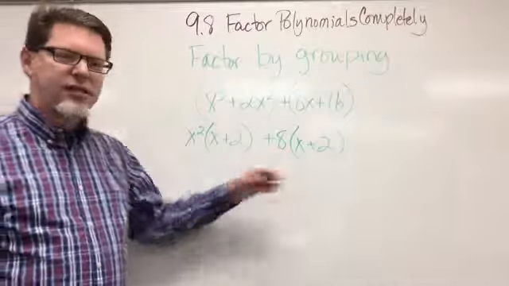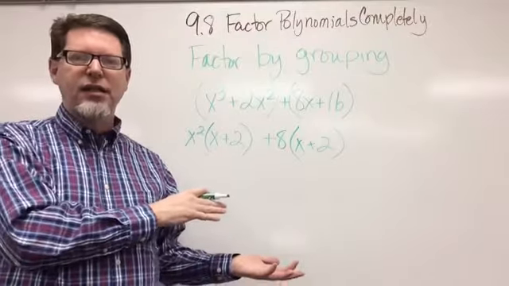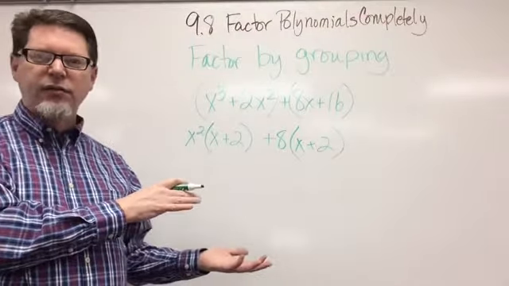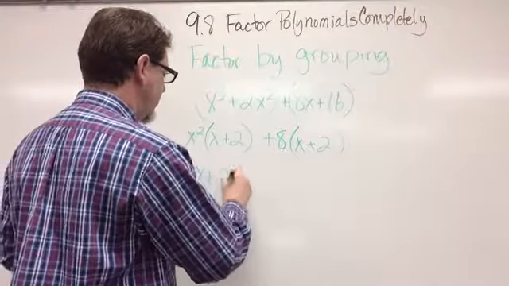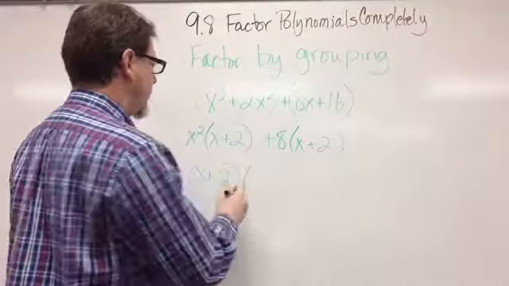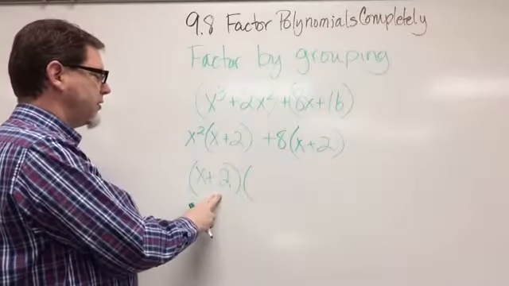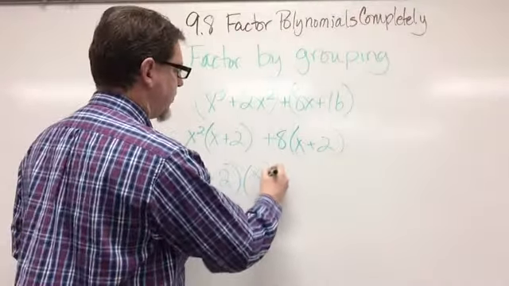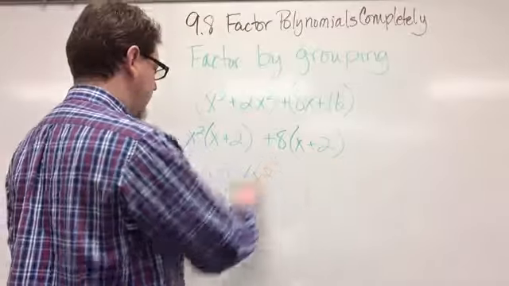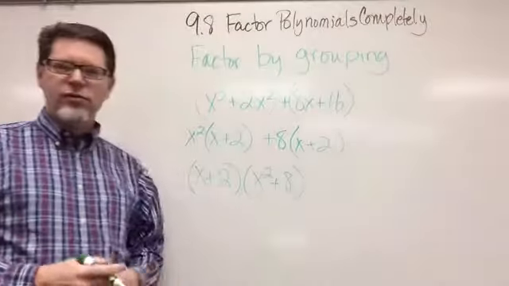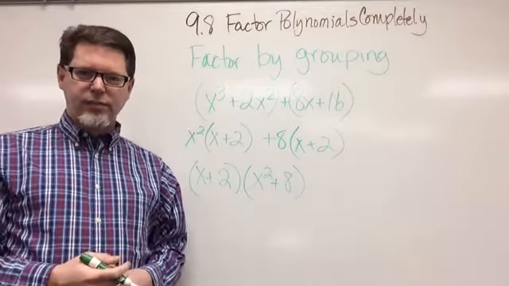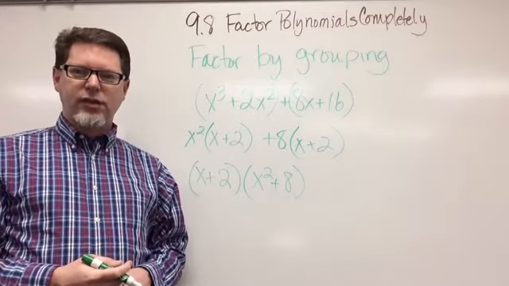Now, if you look at this, this is exactly like what we just did in factoring out a common binomial factor. My common binomial factor is x plus 2. So x squared times quantity of x plus 2 divided by x plus 2 is x squared. And then 8 times quantity of x plus 2 divided by x plus 2 would be just plus 8. So there are my two binomial factors, x plus 2 times the quantity of x squared plus 8.